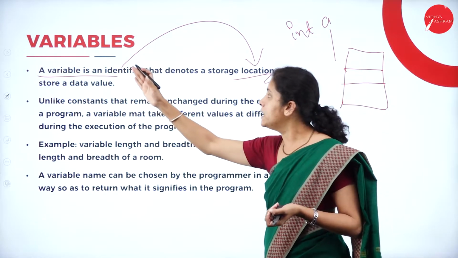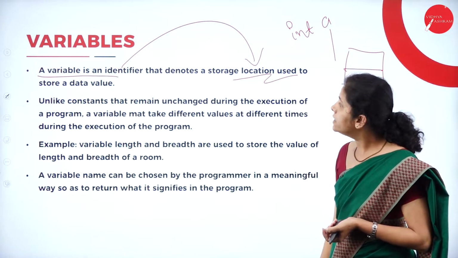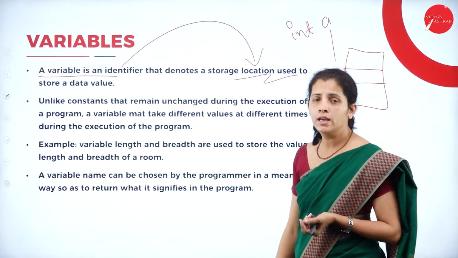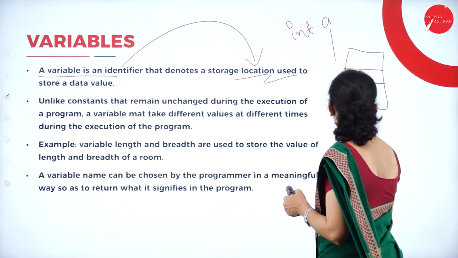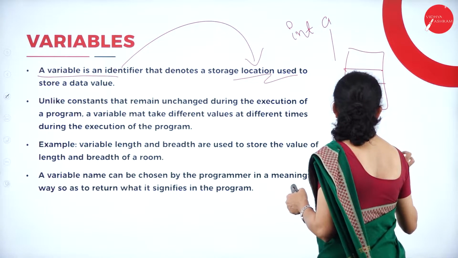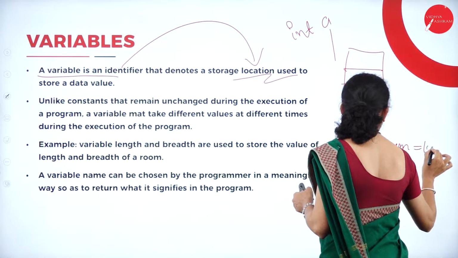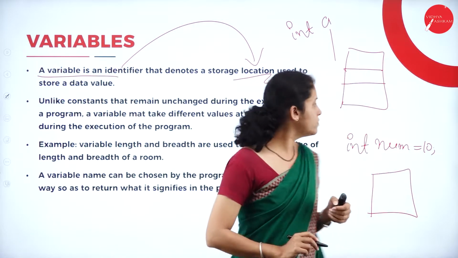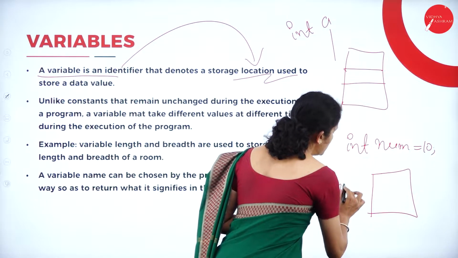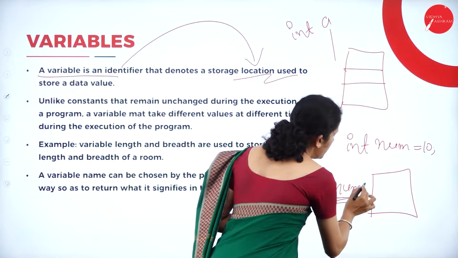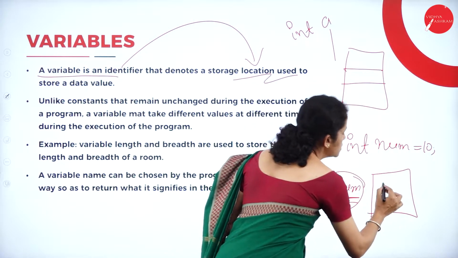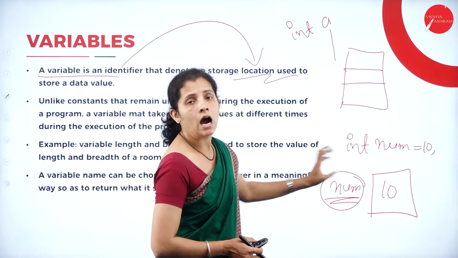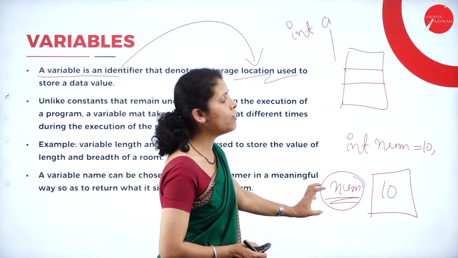So a variable is an identifier that denotes a storage location used to store a data value. Now dear student, let me write the example here. If I write int number equal to 10, now 2 bytes of memory is reserved for this number. This is the address of this storage location. For example, if I want to access 10, how can I access? With the help of number.